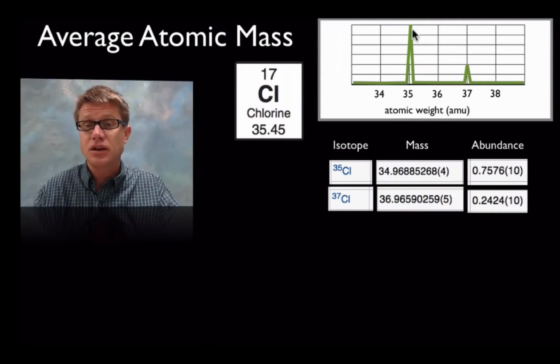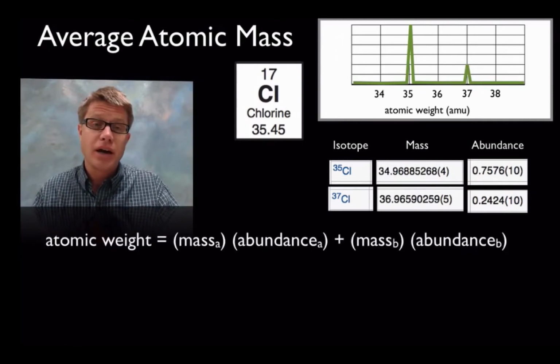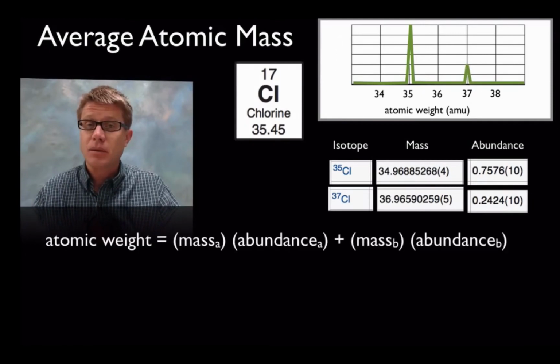And that's why this peak is going to be 3 times the height of this peak if you're looking at a spectrum. So how do we figure that out? Well, that average atomic mass, sometimes referred to as the atomic weight, is simply going to be the mass times the abundance plus the mass times the abundance. And so in this case, since we only have 2 isotopes, we're only going to have 2 values here. But if we had a lot of isotopes, we're just going to have more mass times abundance, mass times abundance. We just add on like that.